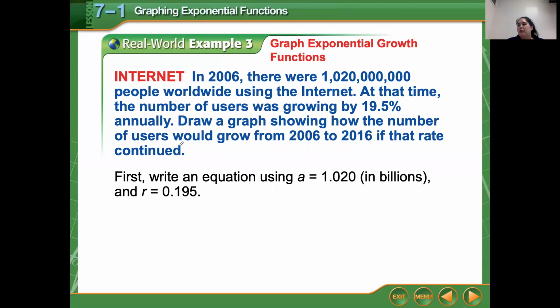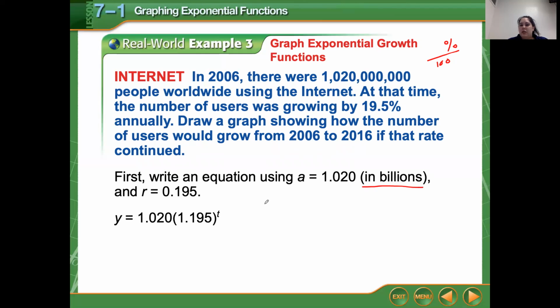So when we talk about rates, we always talk about rates as a decimal. So we do need to go ahead and change this. And always, when in doubt, take your percent, divide it by 100, and that will get you your decimal. So in this case, our rate is 0.195. And we're going to say 1.020 in billions. The fact that we say in billions is how we're measuring allows us not to have to use this huge number here. So we can go ahead and write our equation.